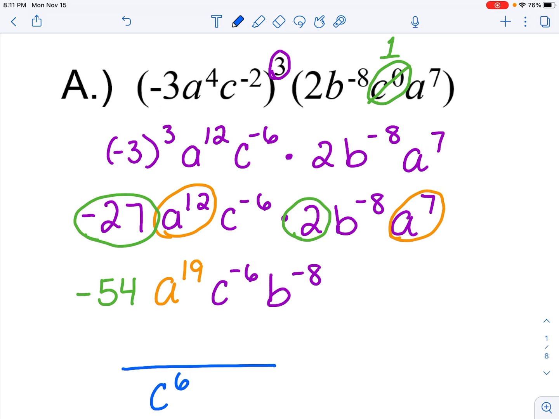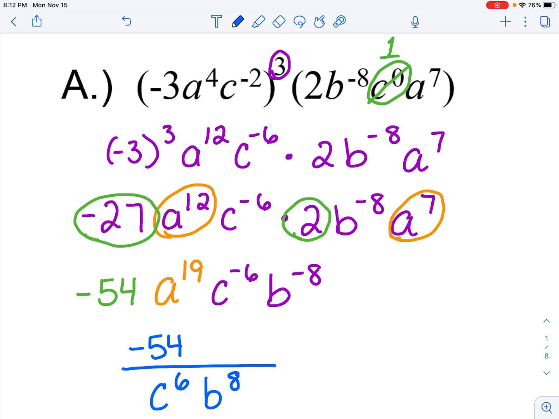And b to the negative 8 becomes b to the 8th on the bottom. All right, so I've relocated both of those. The other two are going to stay up top. I'm going to keep the negative 54 because that's negative 54 to the positive first power. It doesn't have a negative exponent, so it doesn't move. Negative coefficients are fine and do not need to be relocated to make them positive.